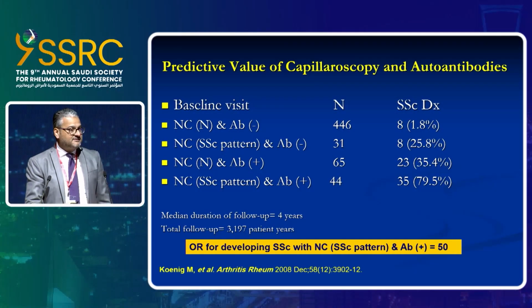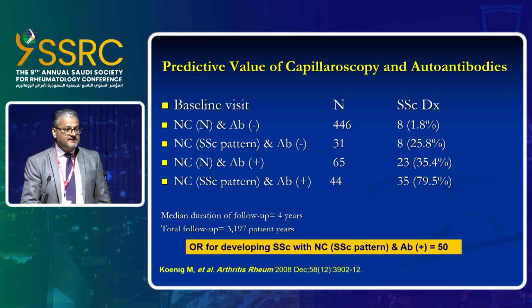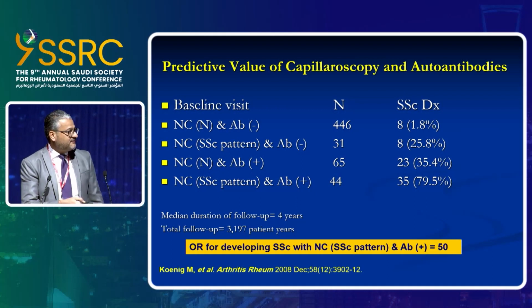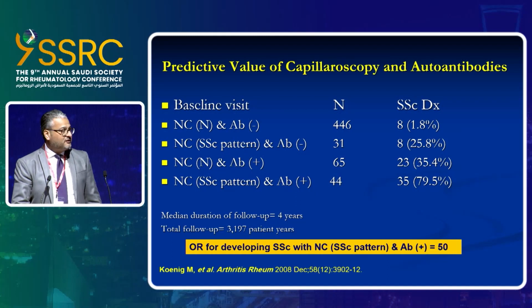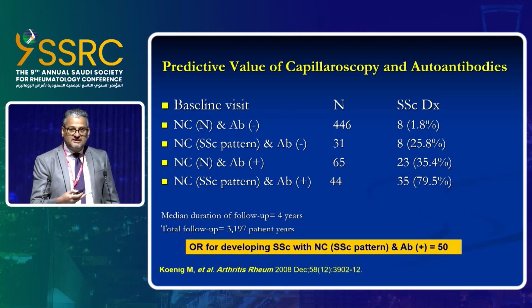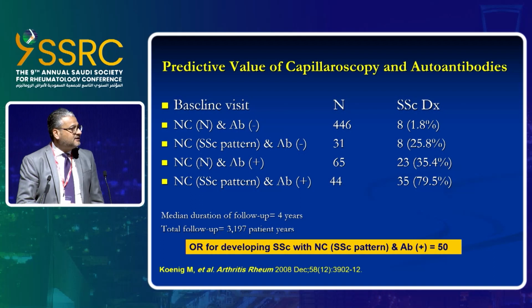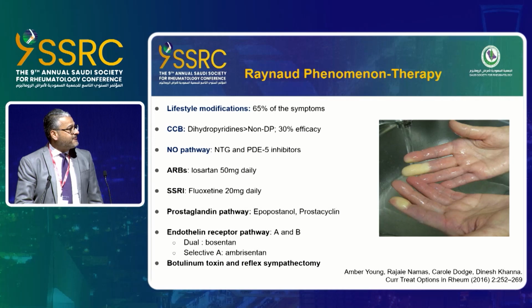It's a very important tool, and as you can see here, these are different scenarios. If you have a negative nail fold capillaroscopy with a positive autoimmune profile, what are the chances, or the odds ratio, of having scleroderma? The highlighted odds ratio for developing scleroderma with an abnormal nail fold capillaroscopy is about 50%. So it's a good tool to use, even just to reassure patients. Sometimes if it's normal, you can reassure patients that it's very unlikely that they have any underlying connective tissue disease.